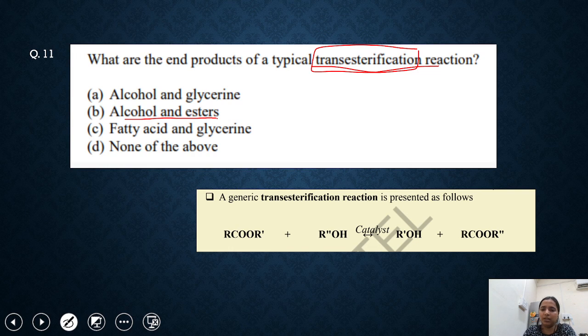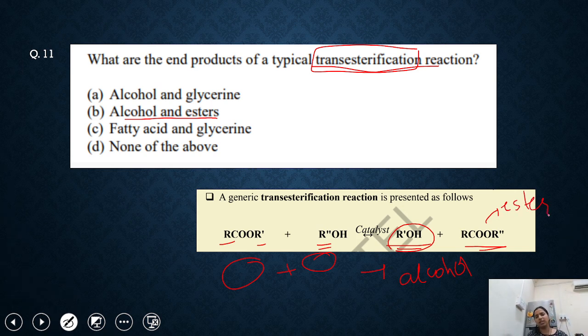So what happened in this? They are showing that these can differ, depending on the component. The products are also different, and the chemical groups are different. This is the alcohol, meaning alcohol usually forms in the trans-esterification reaction, and this is the ester. So this is the generic trans-esterification reaction, and the end products of this are alcohol and ester. So for this, the answer is B.